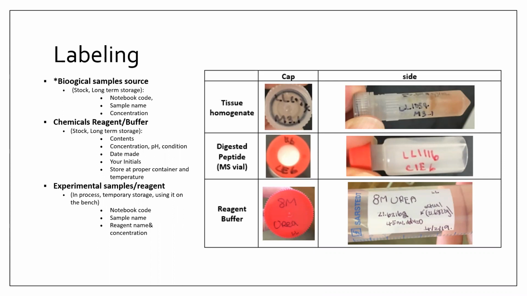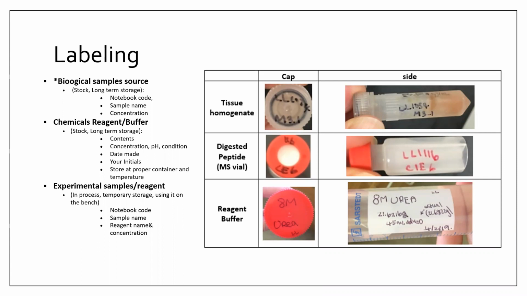Okay, so for biological stock samples that will be stored long-term, in -20 or -80 for years, you want to have the notebook code, sample name, and the concentration. And for chemical reagents, when I say long-term, that is maybe a couple of weeks, a couple of months.